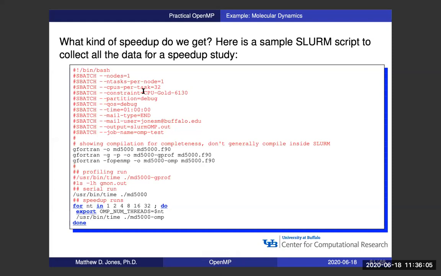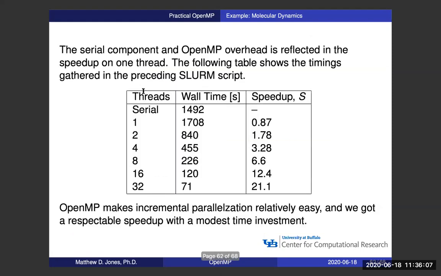So having said all that, having done all that, what do we get? This table shows the timings. Serial time is a little about 25 minutes or so. Running the OpenMP code on one thread will tell us what our overhead is. You can see that we've got about 13% overhead, right? So my speed up on one thread is only 0.87, but then it takes off after that, and going out to 32 cores, we get a speed up overall of about 21 or so. So that's not too bad for having invested such a modest amount of effort to parallelize that application.